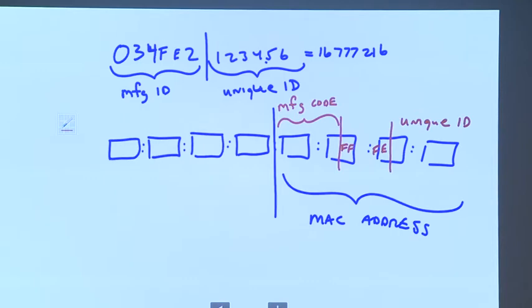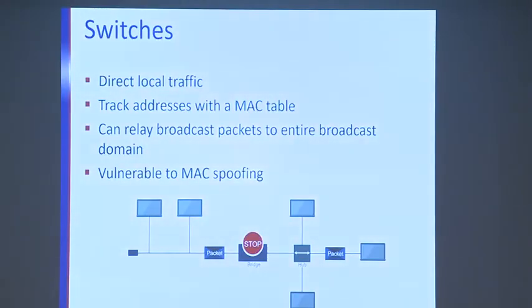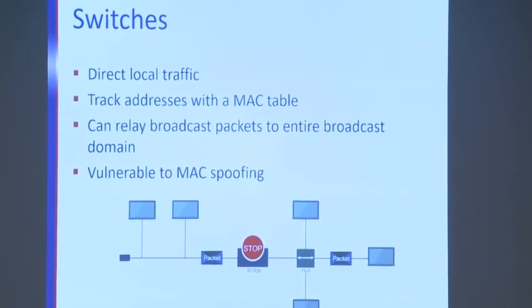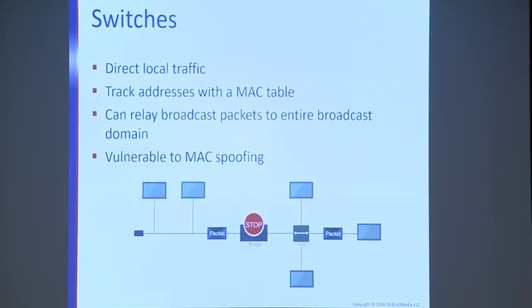We talked about the fact that switches are looking at layer 2, so they track our addresses with a MAC address table. So it can relay the broadcast packets to the entire broadcast domain. As a broadcast comes into the switch, it sends it to everybody. Remember, when it hits the router, the router stops that broadcast from going through. We are vulnerable to MAC address spoofing because it's real easy for us to find out what your MAC address is and to change our MAC address.